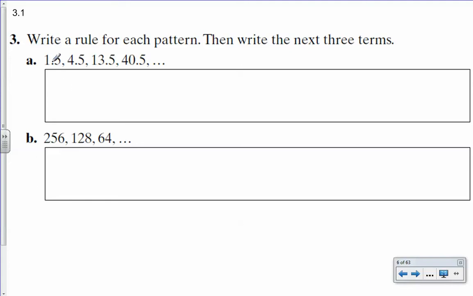The next thing we're going to do, and I really enjoy doing these, is write a rule for our patterns.